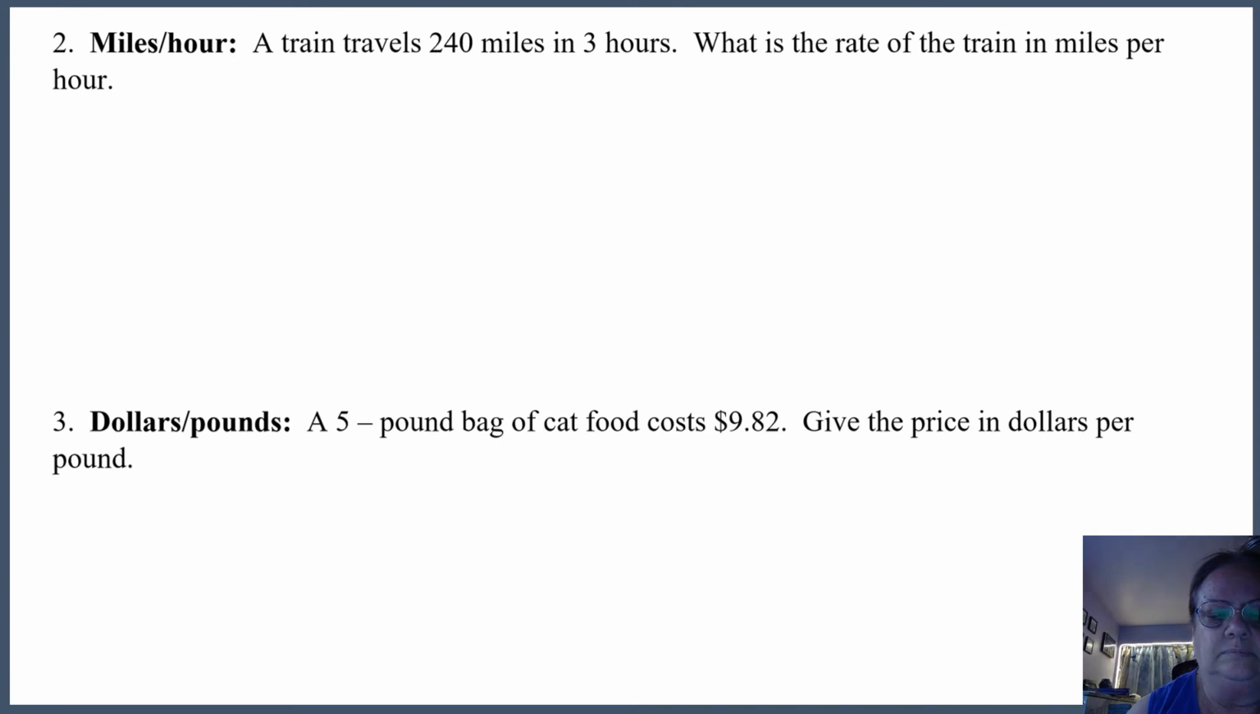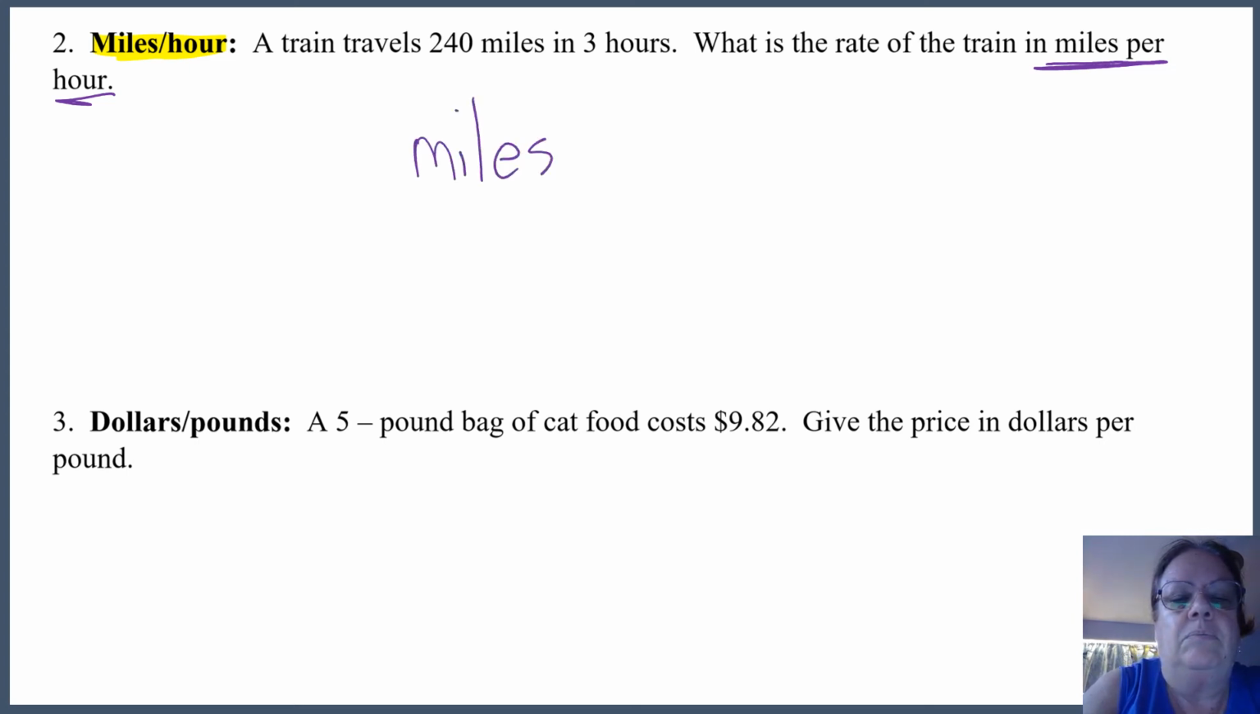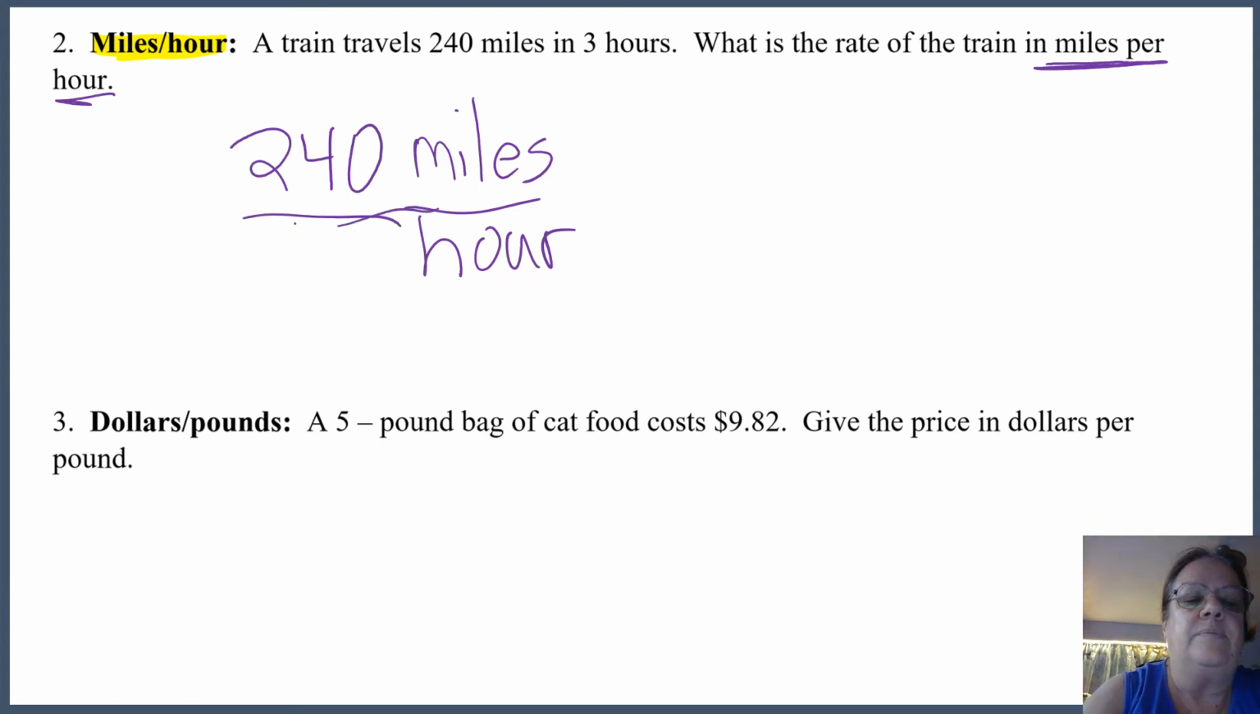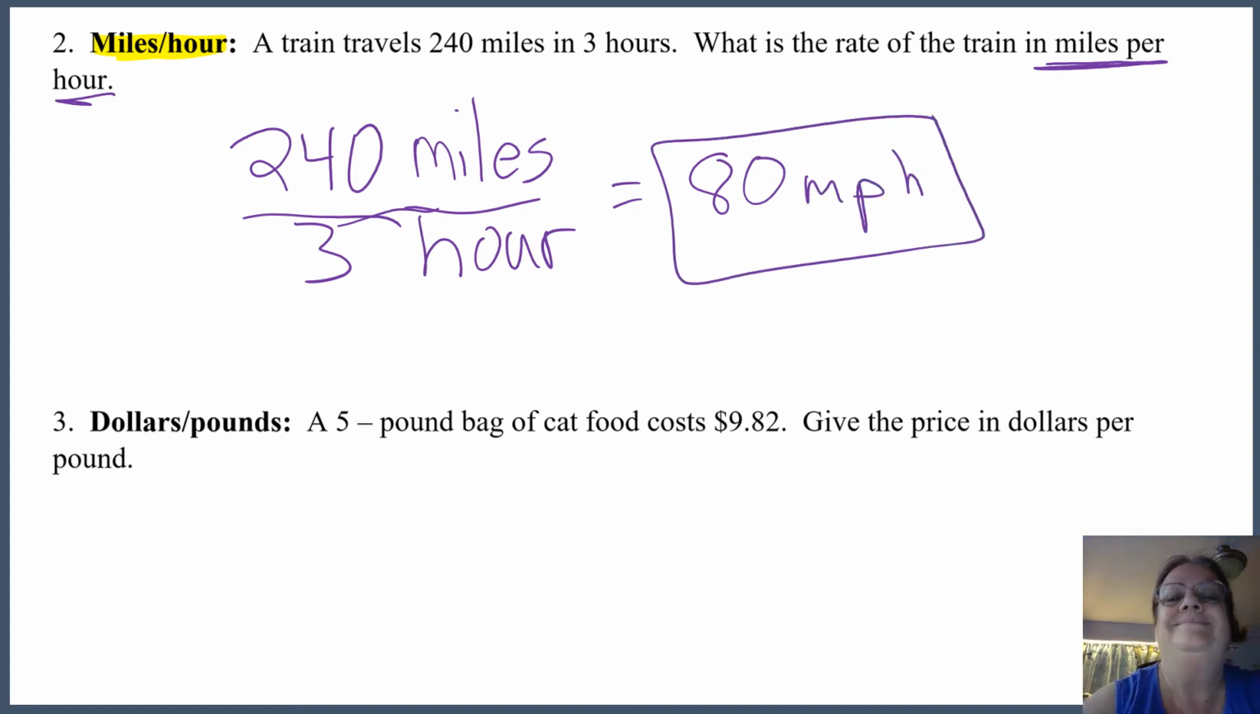All right, moving on. Now it's telling us miles per hour. You can see it's telling me right up here what I want to do. I'm looking for what is the rate of the train in miles per hour. Okay, so what I want is miles per hour. Well, I have 240 miles in 3 hours. So I simplify this. A third of 240 is going to be 80. So I have 80 miles per hour. There we go. Okay? Not too hard. Basically just simplifying.